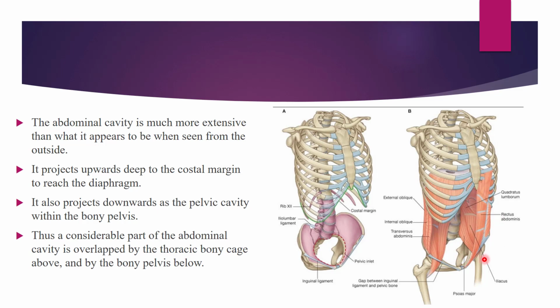Thus, a considerable part of the abdominal cavity is overlapped by the thoracic bony cage. This is the part of the abdominal cavity which is overlapped by the bony cage. These are the ribs which are present in the region of the abdomen above, and by the bony pelvis below. See here, this is the bony pelvis which is also covering the abdominal part of the cavity.